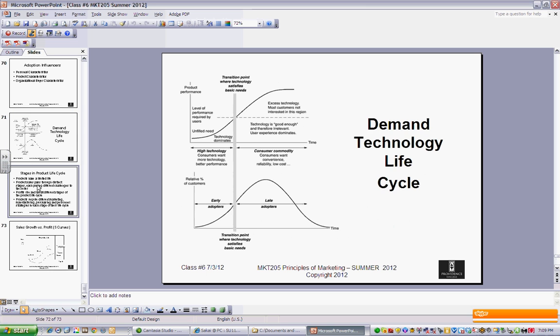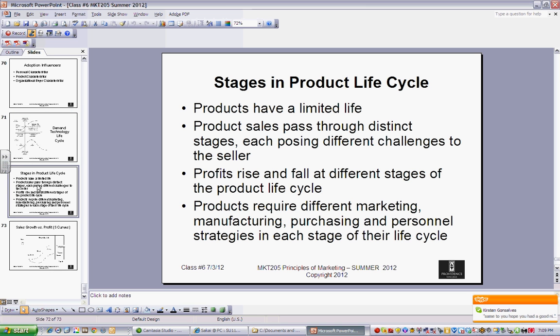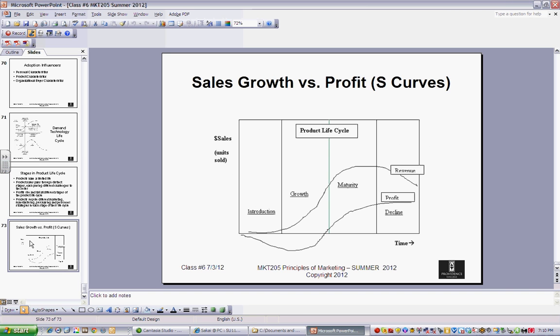Products have a life cycle, as we showed here, right? Products do have a limited life. Their sales pass through different stages, and because of that, you promote differently as well, and you have to do that. Profits do rise and fall at different life cycle stages, and that's shown very nicely here on the sales growth versus profit curve. These are known as S-curves.